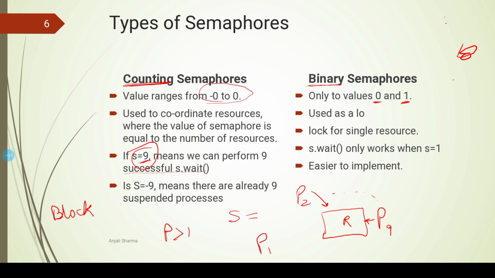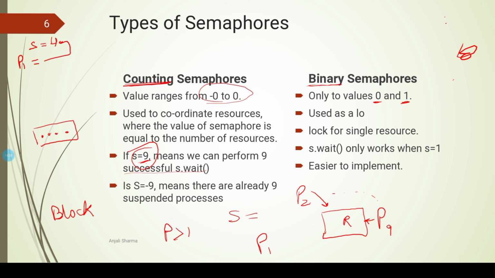Let us understand the working of a counting semaphore with an example. Let's say that the value of the semaphore is 4. It means that there is a resource which has 4 units. So a process P1 comes and says that it wants to access the resource.